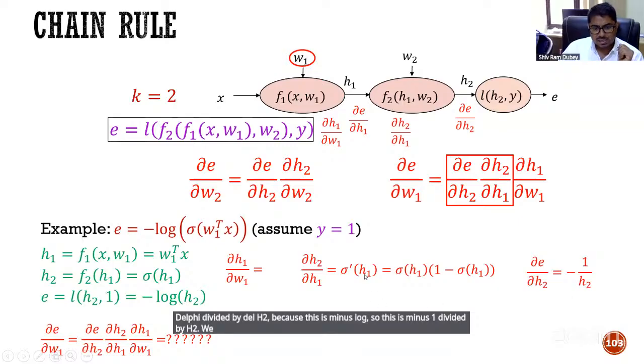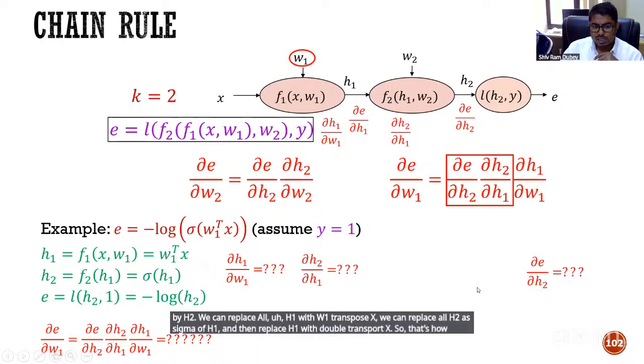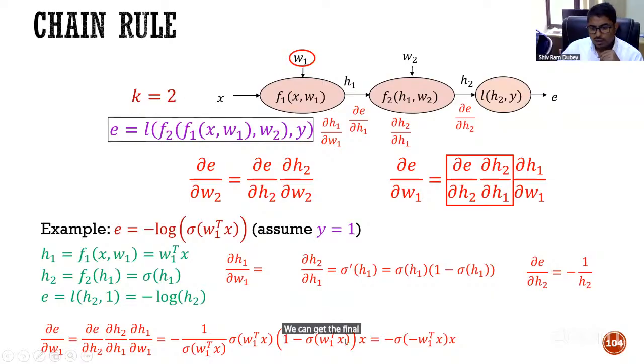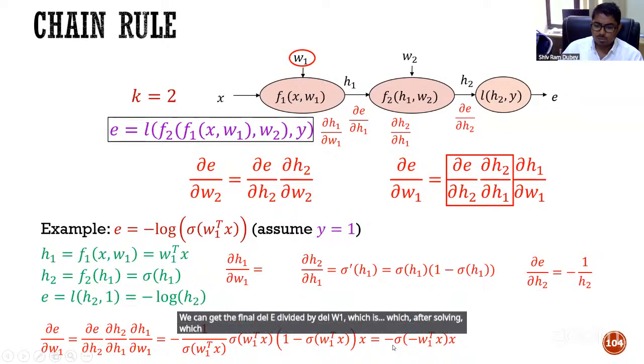We can replace all H1 with W1 transpose X. We can replace H2 with sigmoid of H1 and then replace H1 with W1 transpose X. So after replacing everything and solving, we get the final del E divided by del W1, which is minus sigmoid of minus W1 transpose X into X. That's how we can compute using the chain rule.